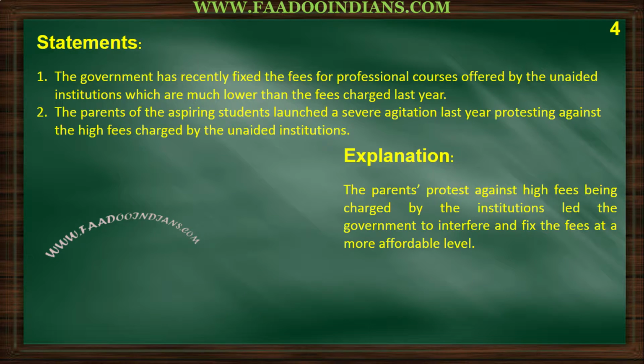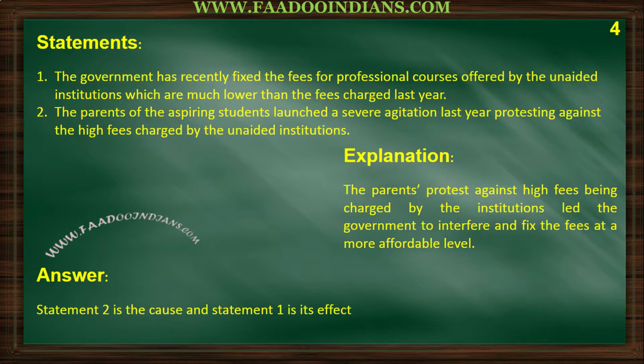That is, the explanation goes like this. The parents' protest against high fees being charged by the institutions led the government to interfere and fix the fees at a more affordable level. Therefore, statement 2 is the cause and statement 1 is its effect.